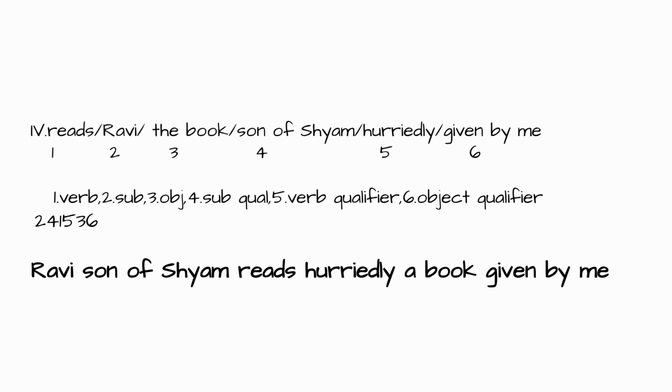Number 2. Is there any subject qualifier? Yes. What is that? 4. And what is the verb? 1. Is there a verb qualifier? Yes. What is that? Number 5. What is the object? The book is the object. Is there any object qualifier? Yes. What is that? Given by me, number 6.